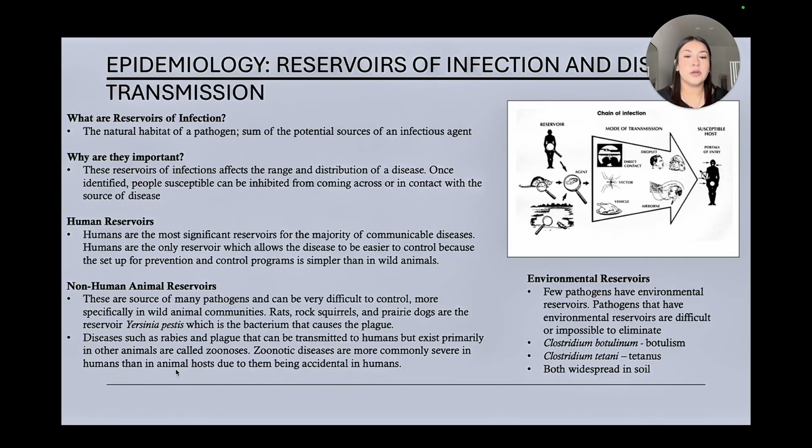The last reservoir would be environmental reservoirs. These have few pathogens in their reservoirs, and the pathogens that have environmental reservoirs are difficult or impossible to eliminate. Clostridium botulinum leads to botulism, and Clostridium tetani leads to tetanus, which are both widespread in soil.